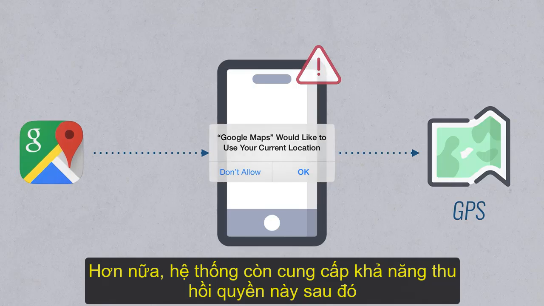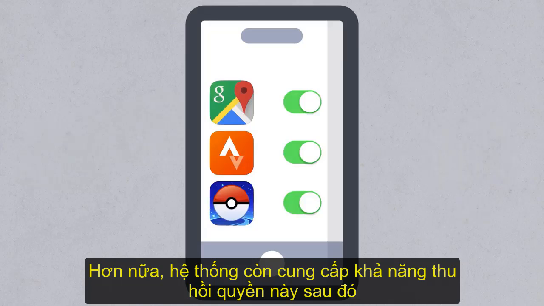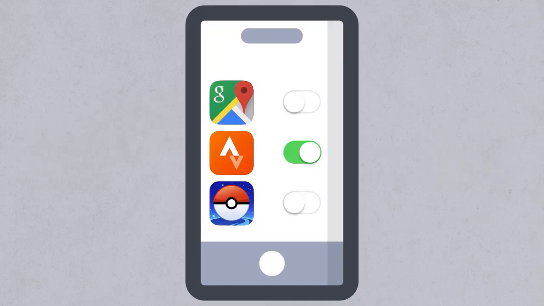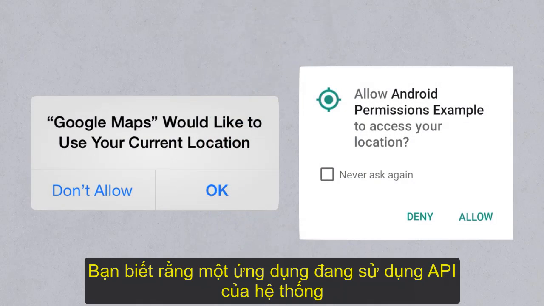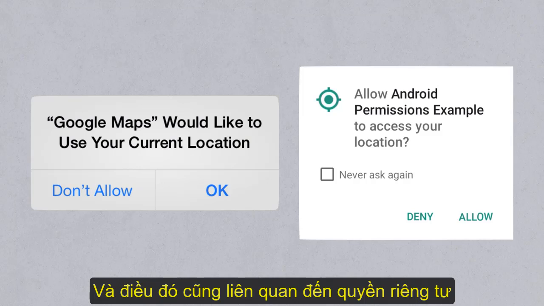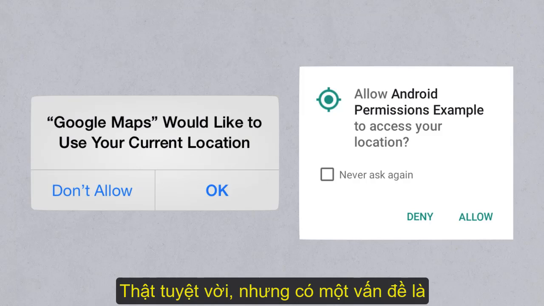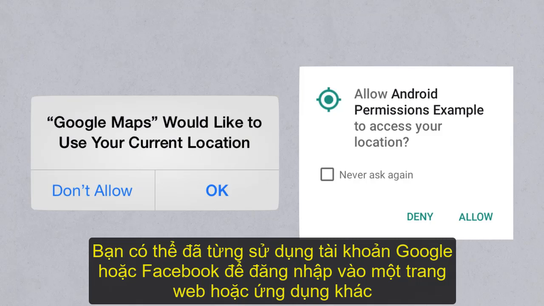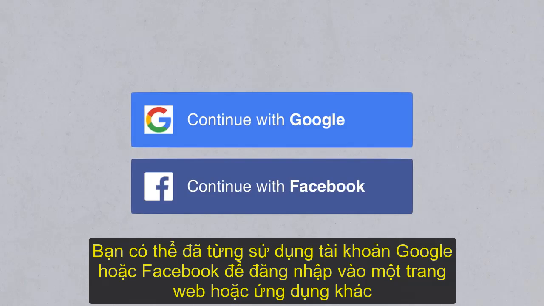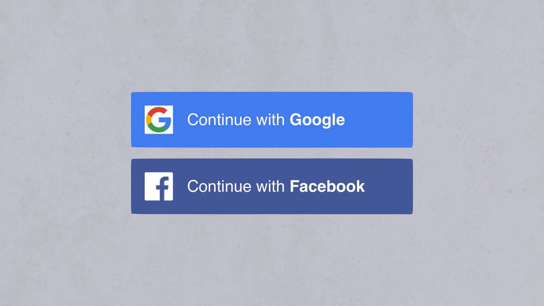What's more, the system also gives the ability to revoke this permission at a later time, should you change your mind. So every time your phone asks for your permission, you know that an app is using an API of the system, and one that is privacy sensitive. And while this is great, there is an issue with this. Usually, permission is only asked once. You might have used your Google or Facebook account to log into another website or app. It's easy, fast, and convenient.